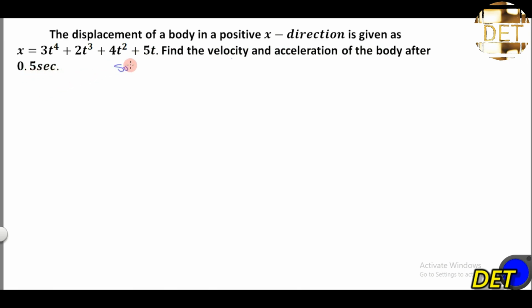So what we're going to do here, first of all, is to write the expression down, right? I have my displacement x equal to 3t raised to the power of 4 plus 2t raised to the power of 3 plus 4t raised to the power of 2 plus 5t, right? What is velocity? Velocity is change in displacement over time, right? So my velocity will be equal to dx over dt. What that means is that I'm going to differentiate x with respect to t, right?